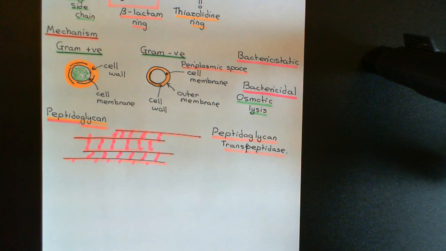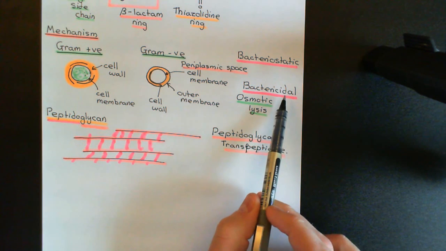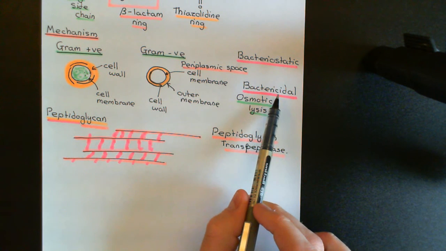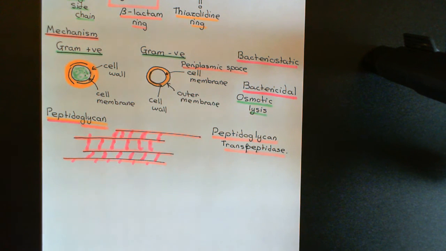They kill the bacteria. But of course, you do need your bacterium to have a peptidoglycan cell wall. If you've got a bacterial species that doesn't have a peptidoglycan cell wall, then penicillin antibiotics are going to be totally useless. A lot of bacterial species that are relevant for human medicine do have a peptidoglycan cell wall, and therefore penicillin antibiotics are bactericidal against them.